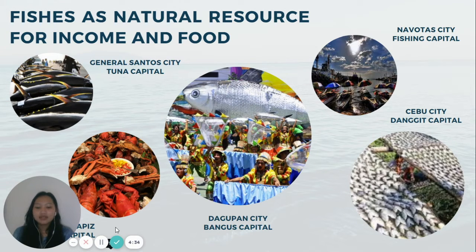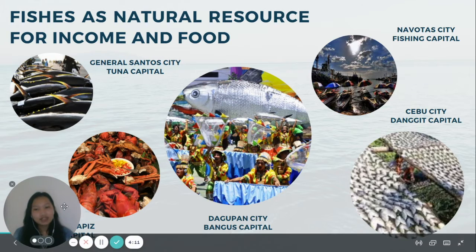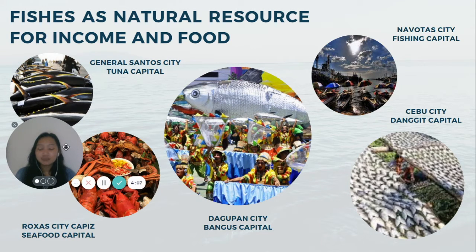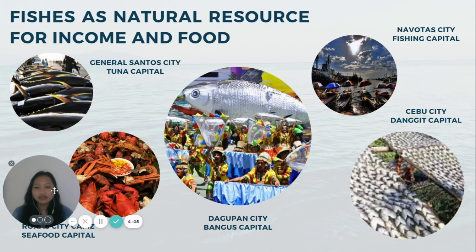The Philippines uses fishes as a natural resource for income and food. Many Filipinos work as fishermen all the way from the waters of Luzon, Visayas, and Mindanao. In General Santos City, we have our tuna capital. In Dagupan City is the bangus capital. And in Cebu City, we have our Danggit capital. Our fishing capital of the Philippines is Navotas City. And if you like seafoods, it is in Roxas City, specifically in the province of Capiz. It is our seafood capital.